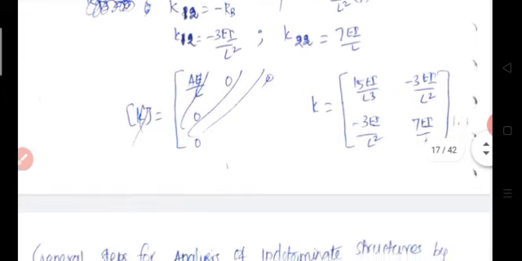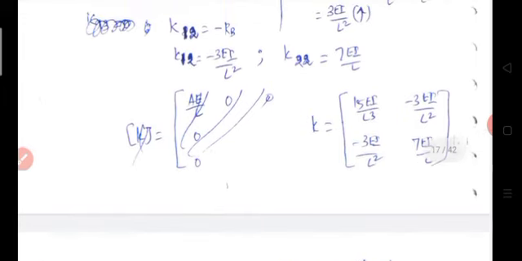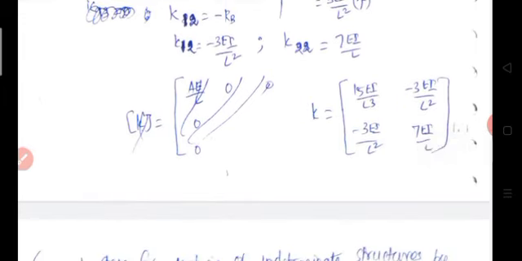The final stiffness matrix is this: 15 EI by L cube, minus 3 EI by L square, minus 3 EI by L square, 7 EI by L.